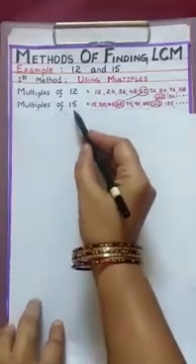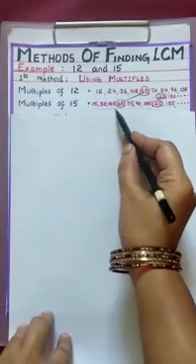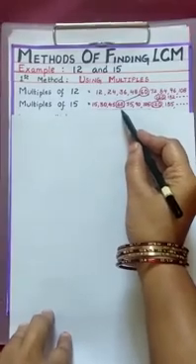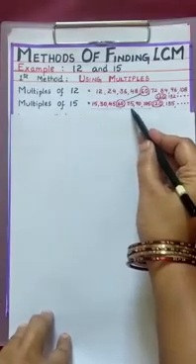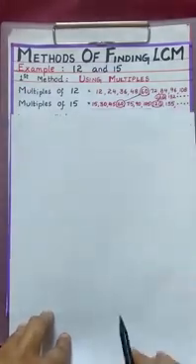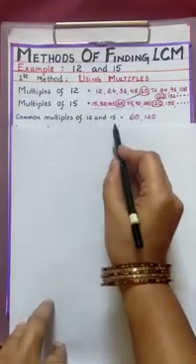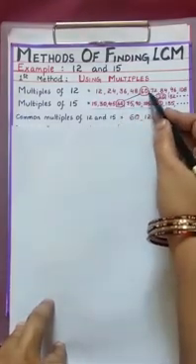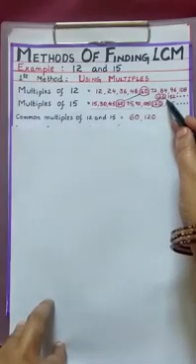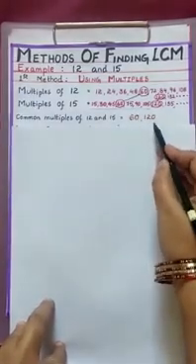Now multiples of 15. 15 ones are 15, 15 twos are 30, 15 threes are 45, 15 fours are 60, 15 fives are 75, 15 sixes are 90, and so on. Now encircle the common multiples of 12 and 15. So we have 60 and 120, and so on. Just two common multiples is enough.